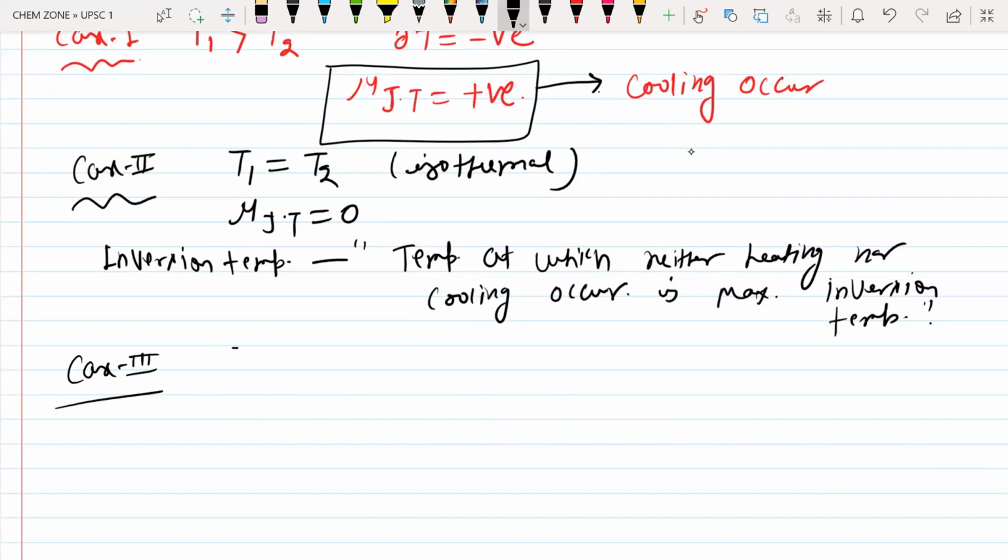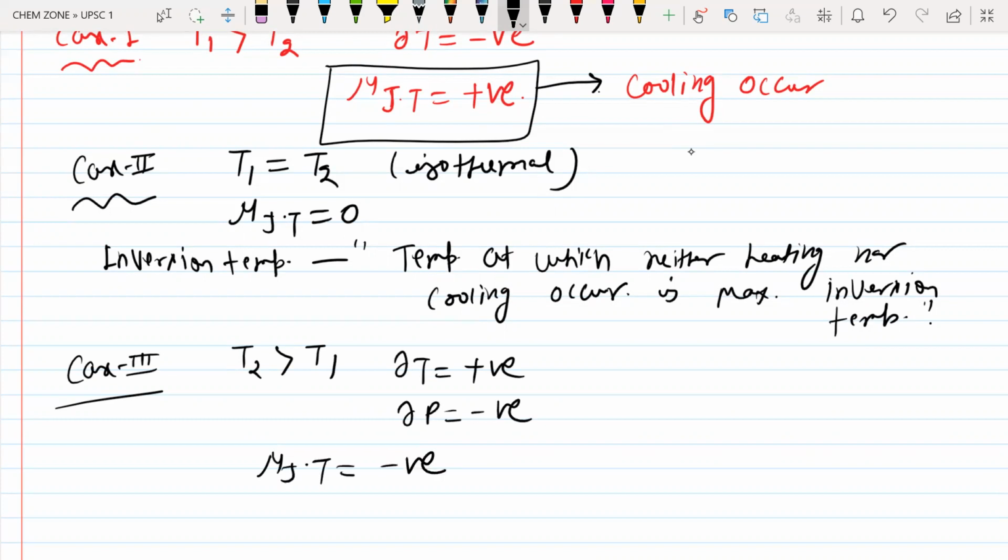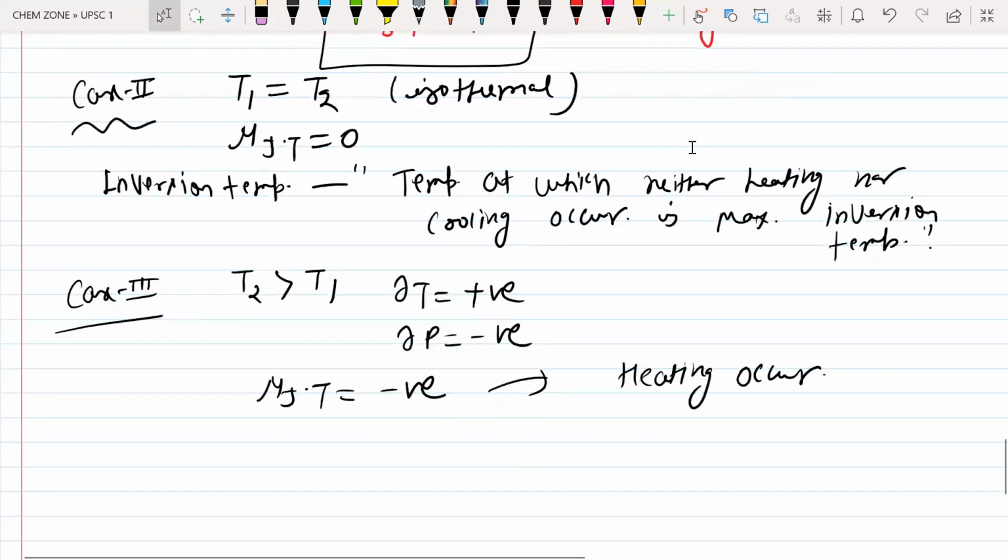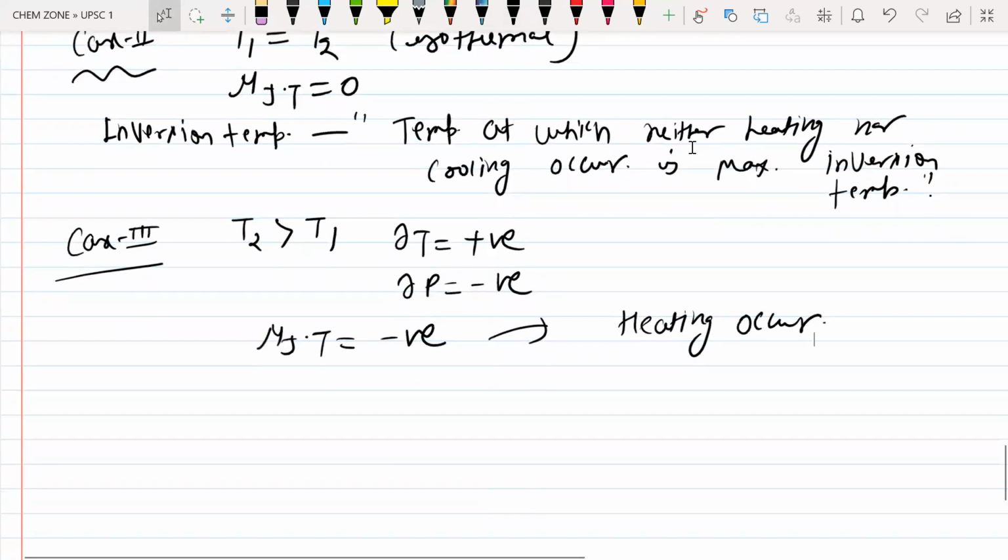Now case 3, where T2 is greater than T1, meaning delta T will be positive. We know that delta P will be negative. That is, mu JT becomes negative. If the final temperature is greater than T1, it means heating occurs. So a negative value of Joule-Thomson coefficient suggests heating occurs. This will be the common case for hydrogen and helium at ordinary temperature.